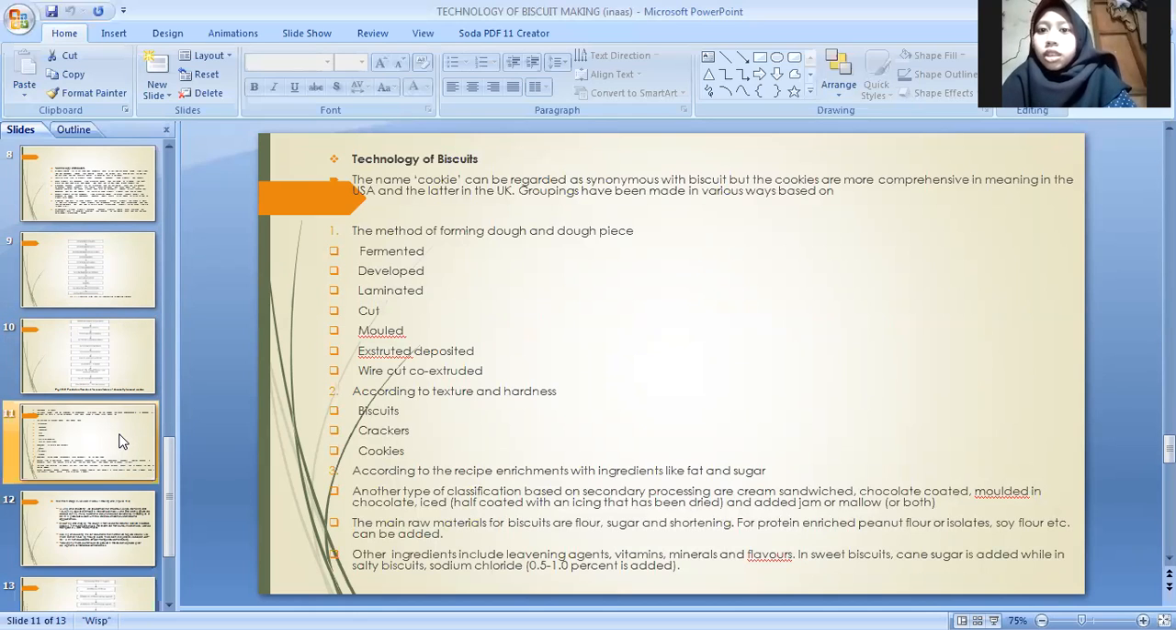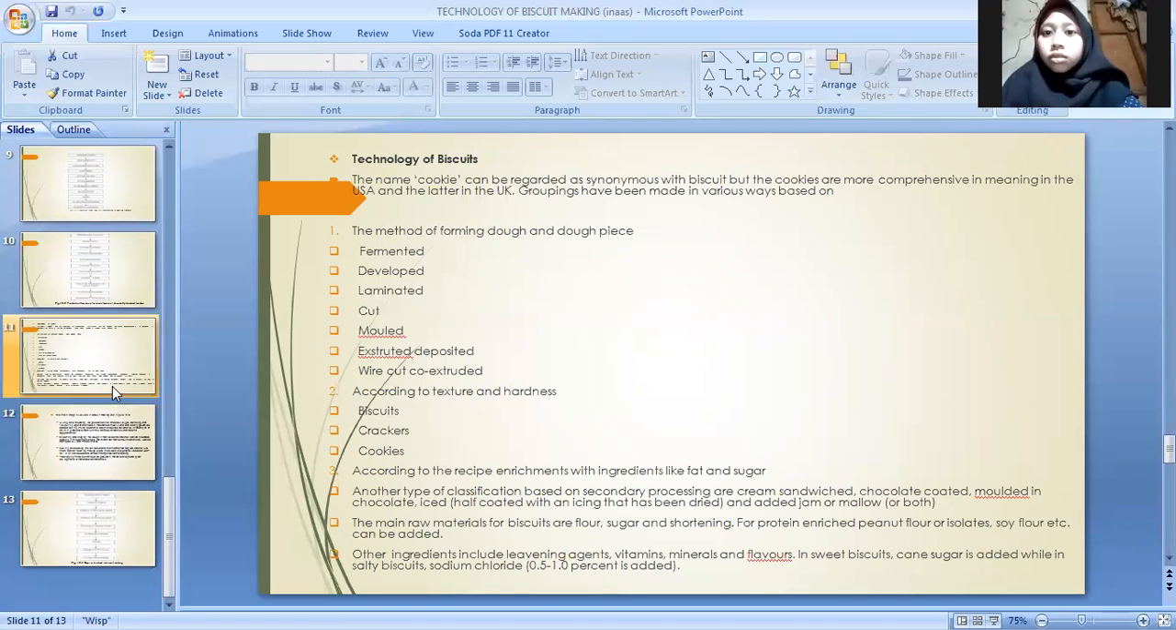Technology of biscuit. The name cookie can be regarded as a synonym with biscuit, but cookie is more comprehensive in meaning in the USA and the latter in the UK. Biscuits have been classified in various ways based on, first, the method of forming dough and dough pieces; second, according to texture and height; and third, according to the recipe enrichment with ingredients like fat and sugar.